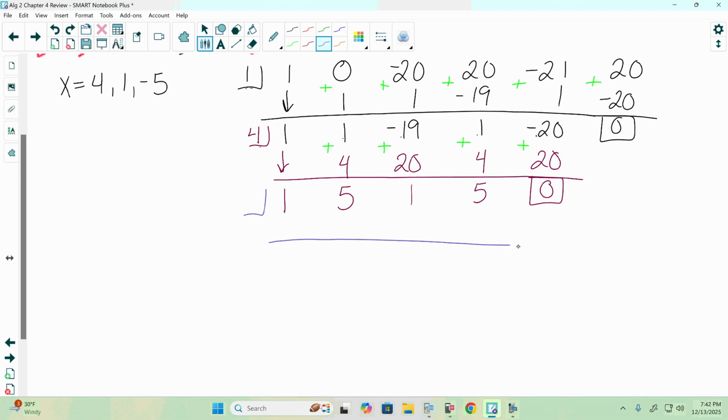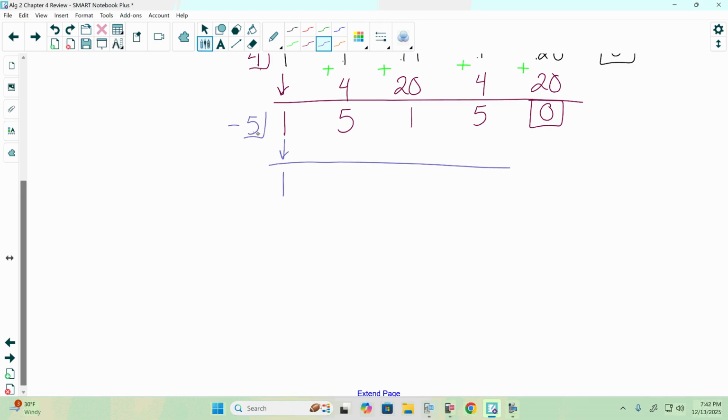Now we do have one more solution, which is our negative 5. And we're going to do this one last time. Negative 5 times 1 is negative 5. 5 plus negative 5 is 0. Negative 5 times 0 is 0. 1 plus 0 is 1. Negative 5 times 1 is negative 5. And 5 plus negative 5 is 0.